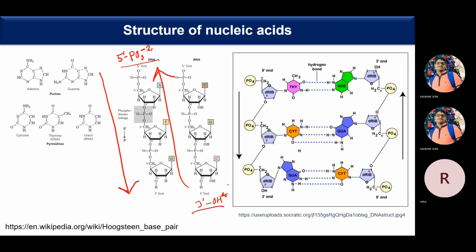Okay, this is RNA. This is similar, but as you can see, the difference is at this 2 prime position. At the 2 prime, this is deoxy, and at 2 prime, that is not deoxy. Okay, so RNA, ribonucleic acid.